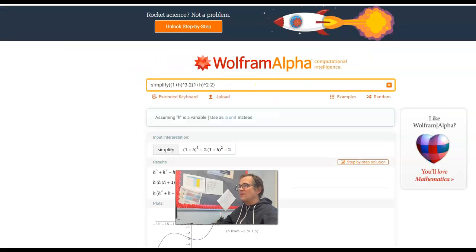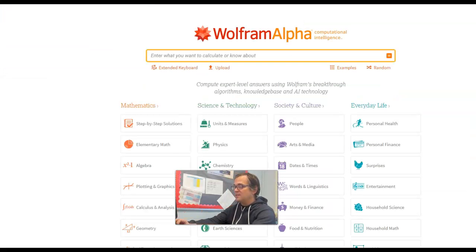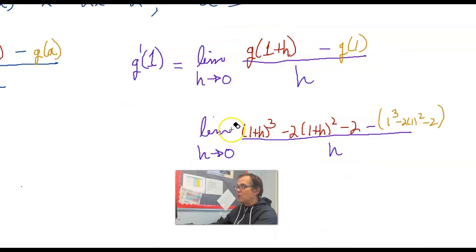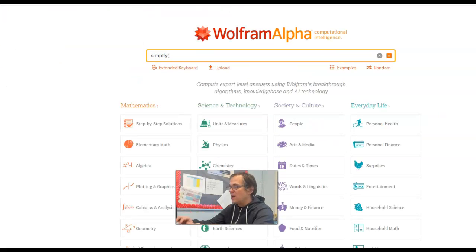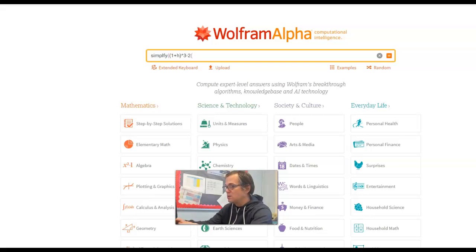So we're going to go to wolframalpha.com and you can see I already did it once, but I just want to show you how it looks when you first get there. And we're just going to simply type simplify, and then we're going to put parentheses, and we're going to type in that whole expression, just the red part, just what we got when we plugged 1 plus h into the function. So the keystrokes won't shock anybody. 1 plus h to the third power, I'll use that caret key, minus 2 times 1 plus h squared, minus 2? And then you'll go ahead and press enter.